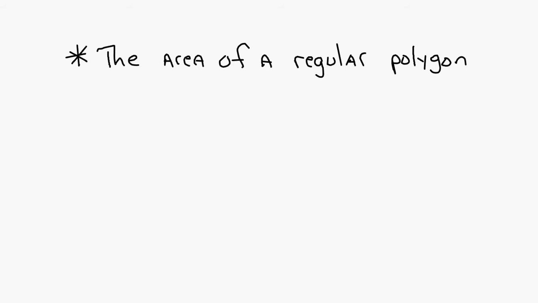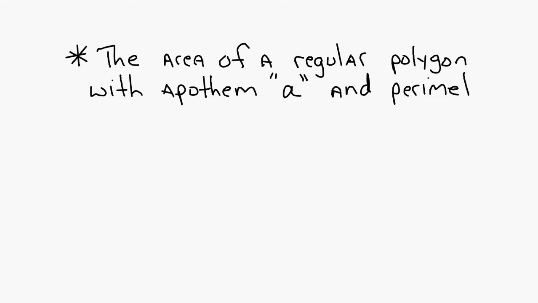The area of a regular polygon with apothem lowercase a and perimeter uppercase P is: the area is equal to 0.5 times the apothem times the perimeter.